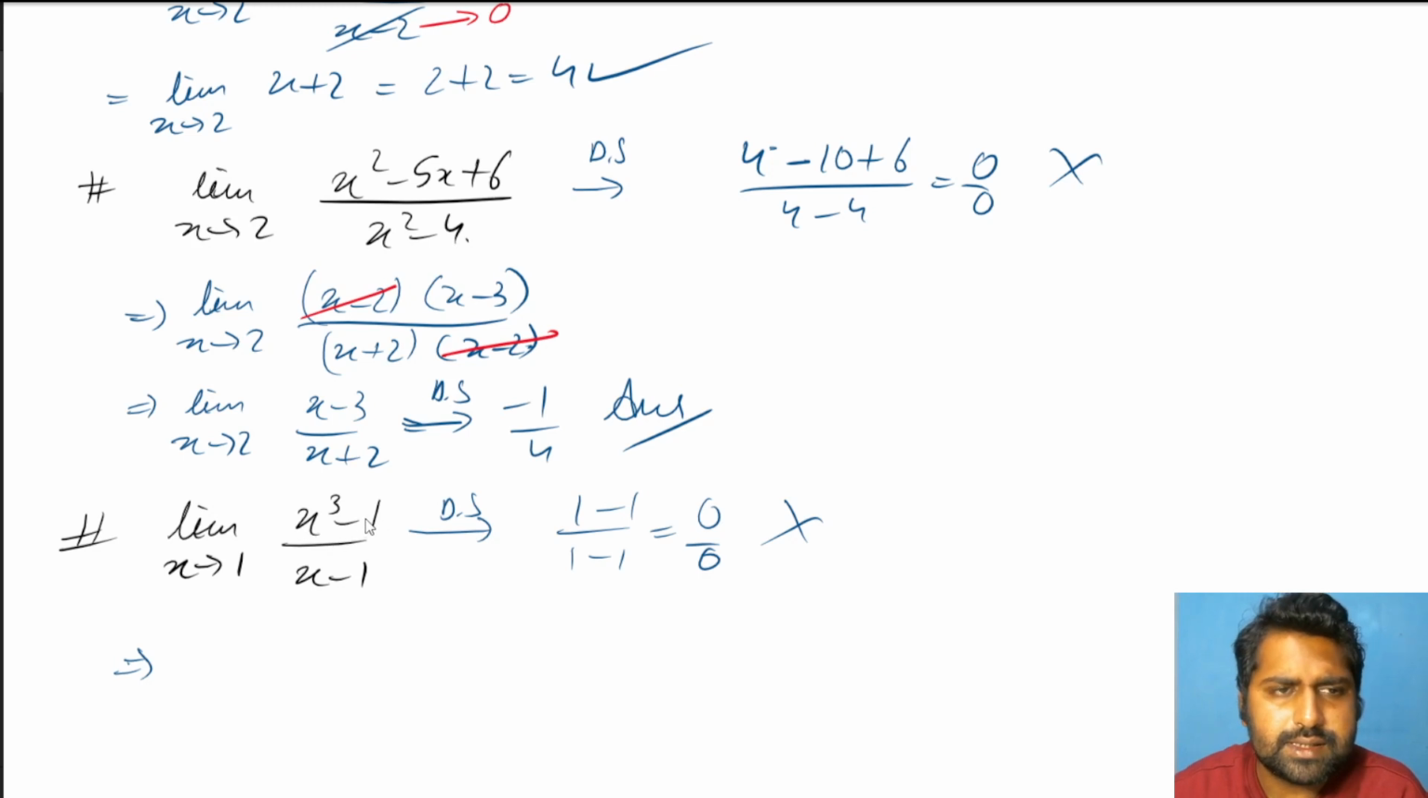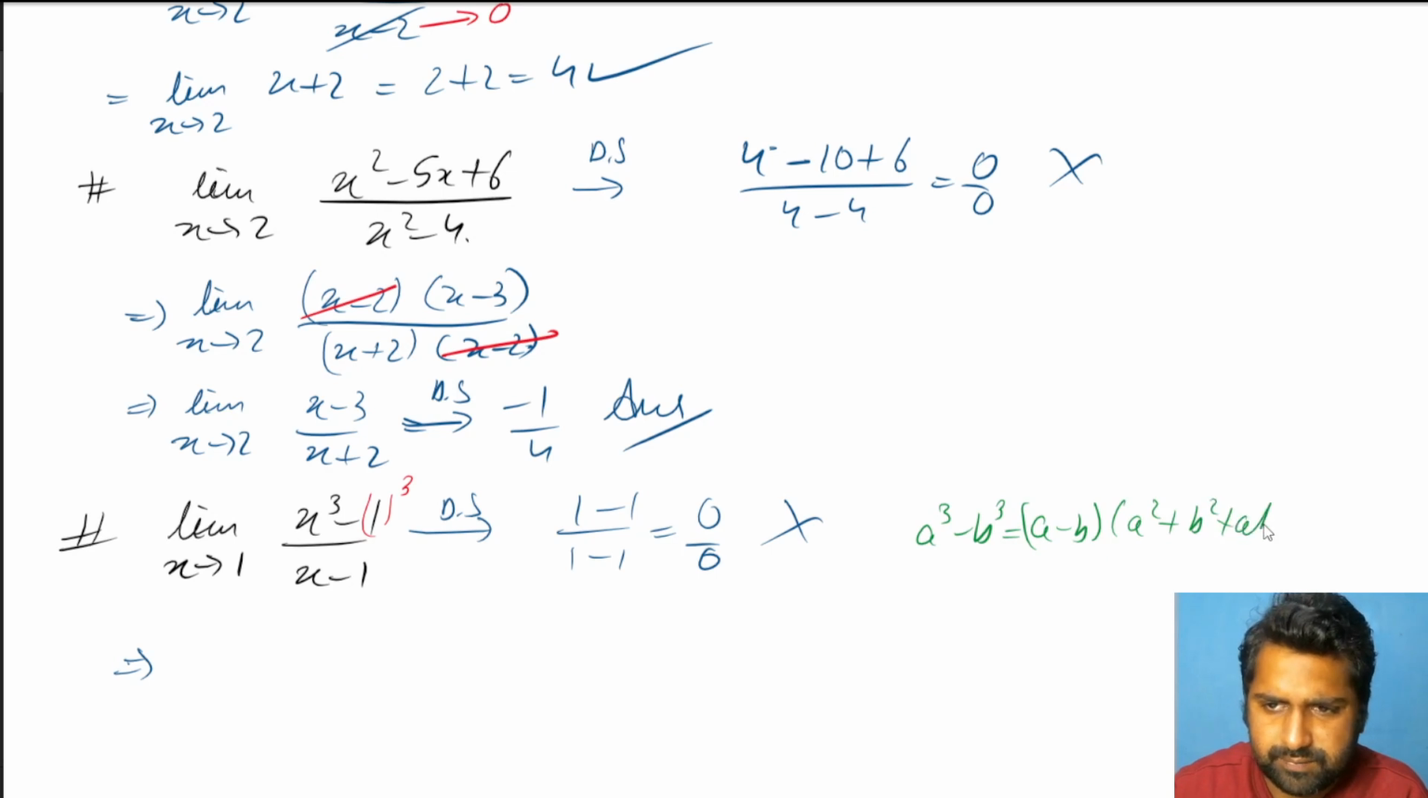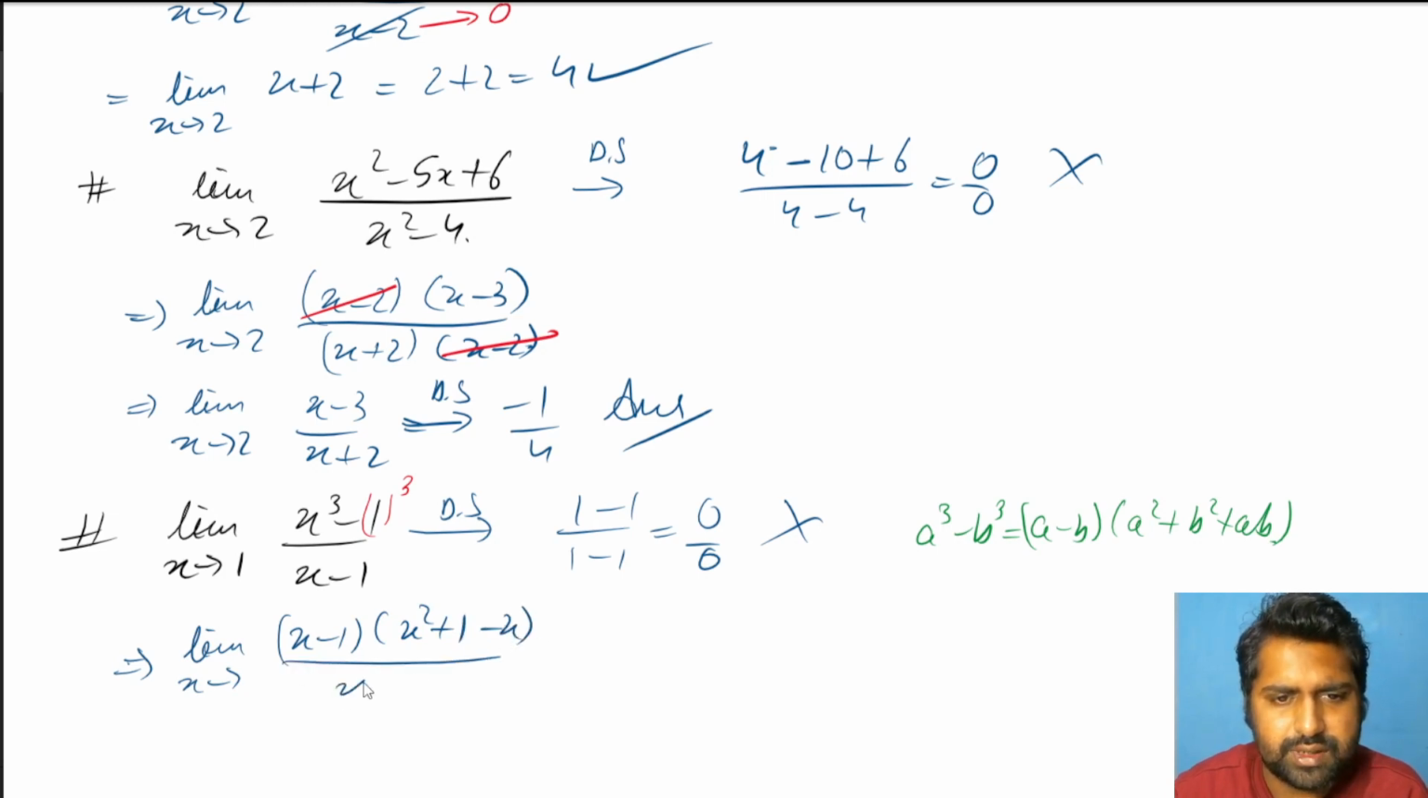The numerator is actually a cube minus b cube if you want to look at that. So use the property of a cube minus b cube. What's the property of a cube minus b cube? a minus b, a square plus b square plus ab. Okay. So if we use it here, limit x tends to 1, it is (x minus 1)(x square plus 1 square plus x) upon x minus 1.